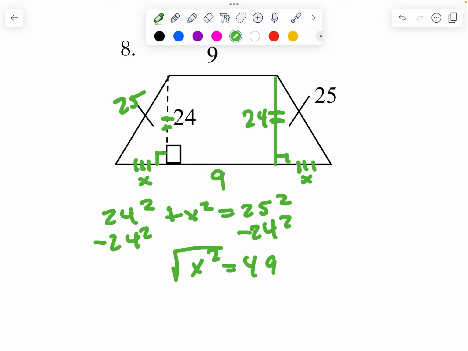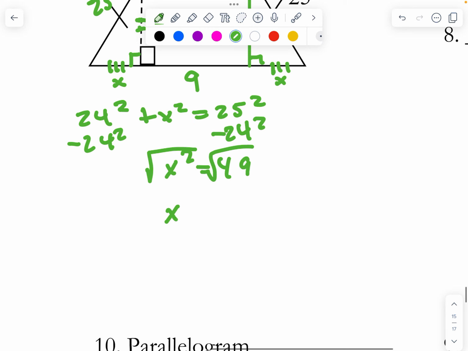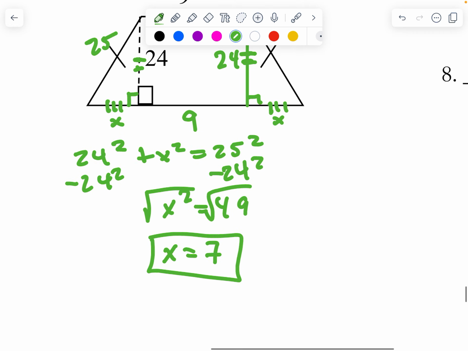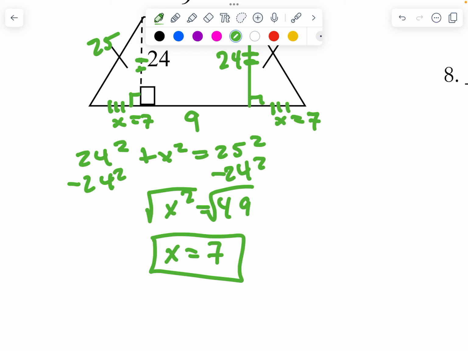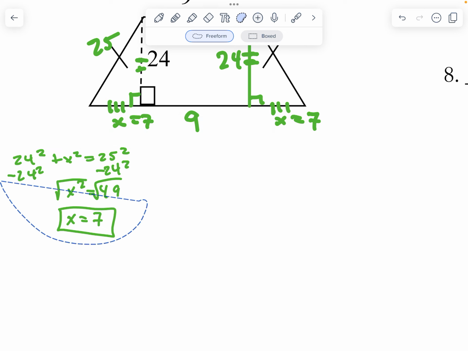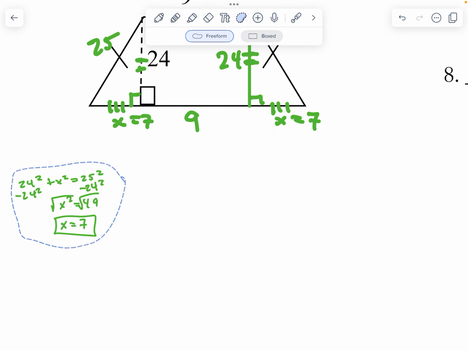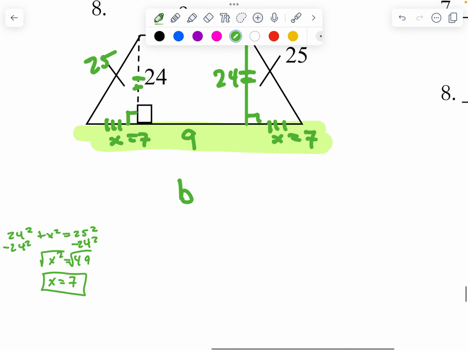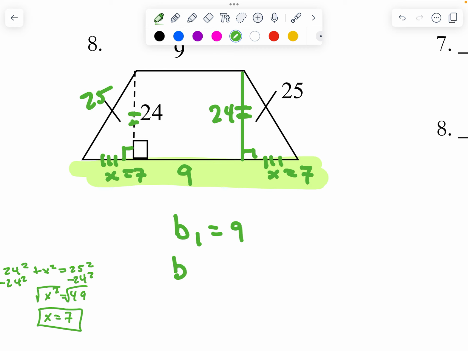All right, almost done. I'm going to go ahead and square root, giving me an answer of plus or minus 7. But since distance can only be positive, my answer here is 7. All right, so I found this length, I found this length. So I'm going to move this away from here for just a second. Now we can see that my full base here is going to be all of this. Let's say my base 1 is 9, my base 2 is going to be 9 plus 7 plus 7, so 14 plus 9, giving me a 23.